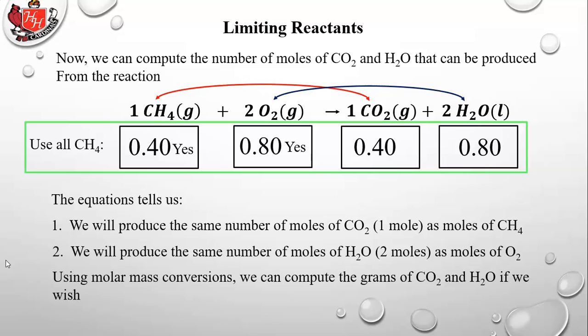So using molar mass conversions, we can compute grams of CO2 and H2O if we wish, but we don't wish, okay? We're not going to take the 0.4 and the 0.8 over on the right and figure out how many grams of CO2. If you want to do that for fun, that's up to you, okay?